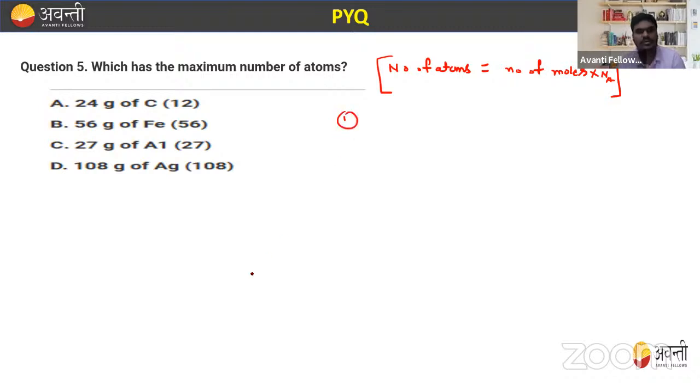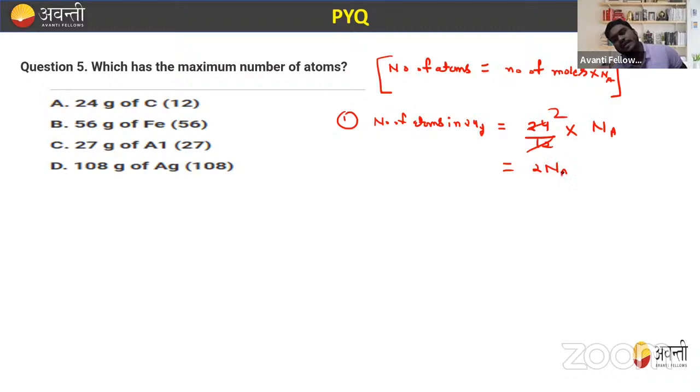If I'm talking about the carbon, so we know that the number of atoms for the carbon is the number of atoms in 24 gram. What is mole? Mole is mass upon molecular mass. So mole is 24 divided by 12 into Avogadro number, that is Na. So it comes out to be 2Na.